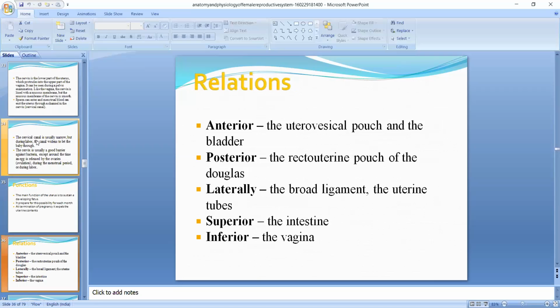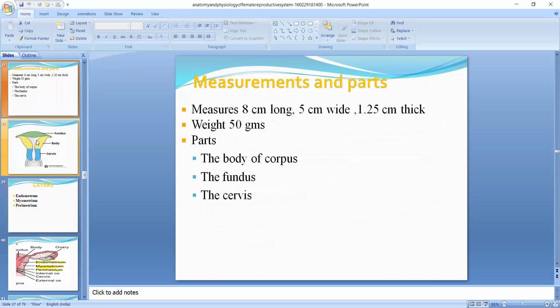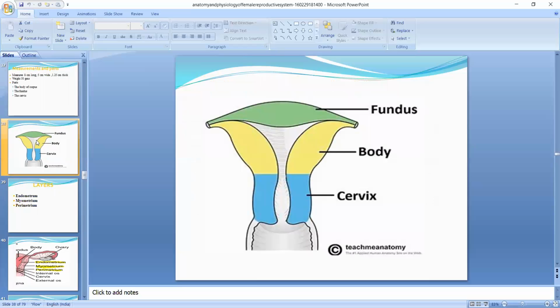We can see anteriorly it is related to the uterovesical pouch and posteriorly the recto-uterine pouch, and laterally there are the broad ligament and uterine tubes, and superiorly there is intestine and inferiorly the vagina. Measurements: it is 8 cm long, 5 cm wide, and 1.25 centimeters thick, and weighs 50 grams. It is divided into three parts: the body, fundus, and cervix. We can see here the body and the upper part, the fundus, and the cervix.